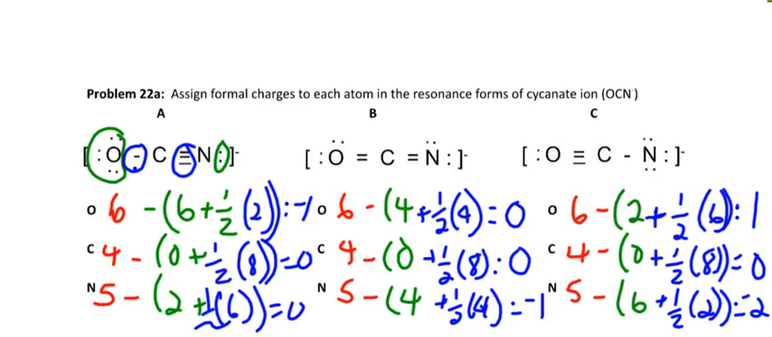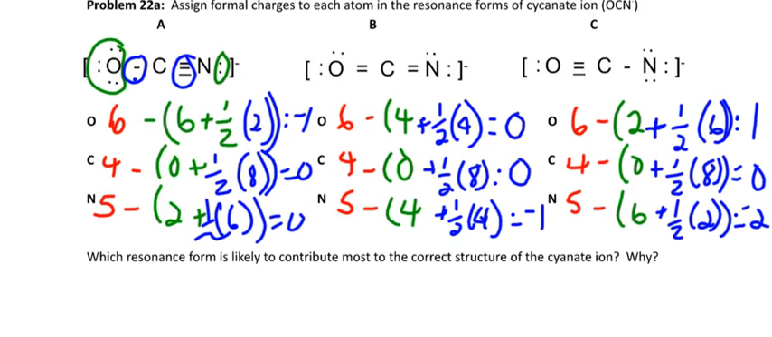So I'm looking at oxygen as the most electronegative element, so it should have the negative formal charge. A has oxygen having the negative 1, and letter B has nitrogen being the negative 1. So that is going to help us decide which resonance form is likely to contribute most to the correct structure of the cyanate ion. And here, hopefully you say it is A.